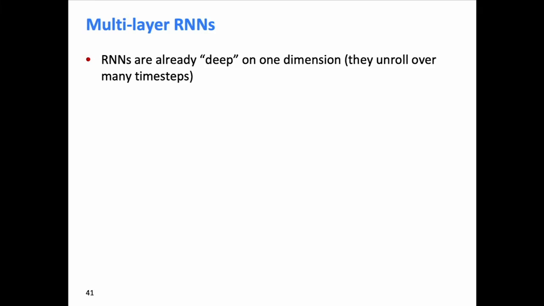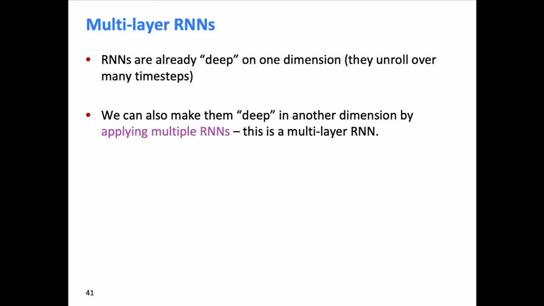Okay, so the last thing we're going to talk about today is multi-layer RNNs. You could regard RNNs as already being deep in some sense, because you unroll them over potentially very many time steps, and you could regard that as a kind of depth, right? But there's another way that RNNs could be deep. If you applied multiple RNNs one after another, this would be a different way to make your RNN deep. And this is the idea behind a multi-layer RNN.